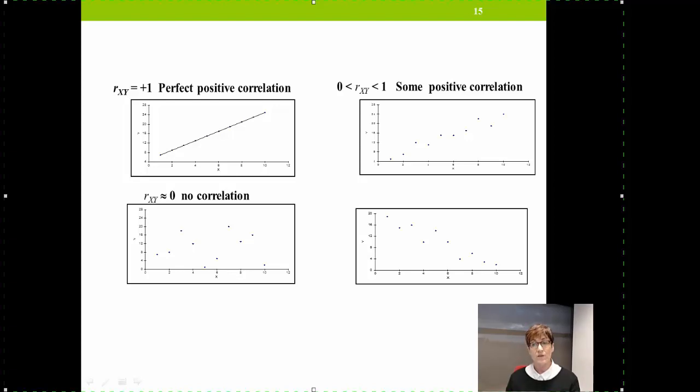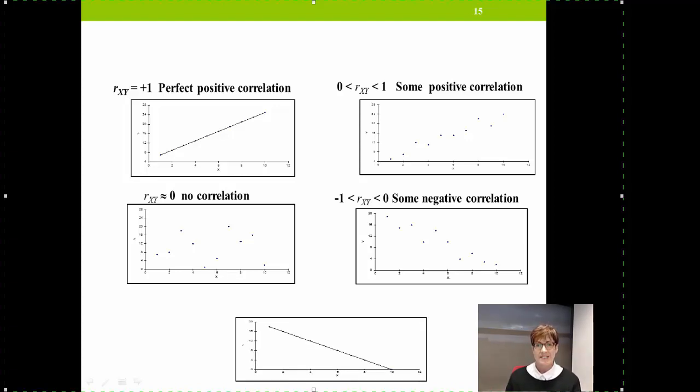Points are moving from the bottom right to the top left, which indicates a negative linear relationship. Certainly not perfect, but pretty strong. Again, I'd probably give that maybe 0.75 to 0.8. And here we have the opposite of what we started with. Okay, so perfect linear relationship, but negative.